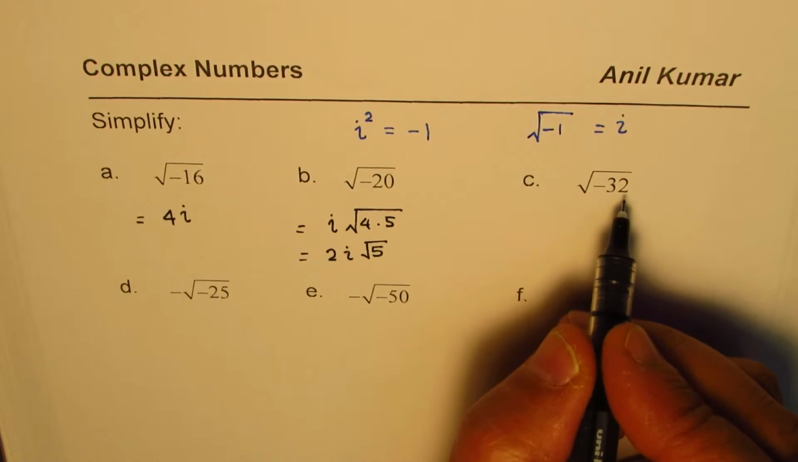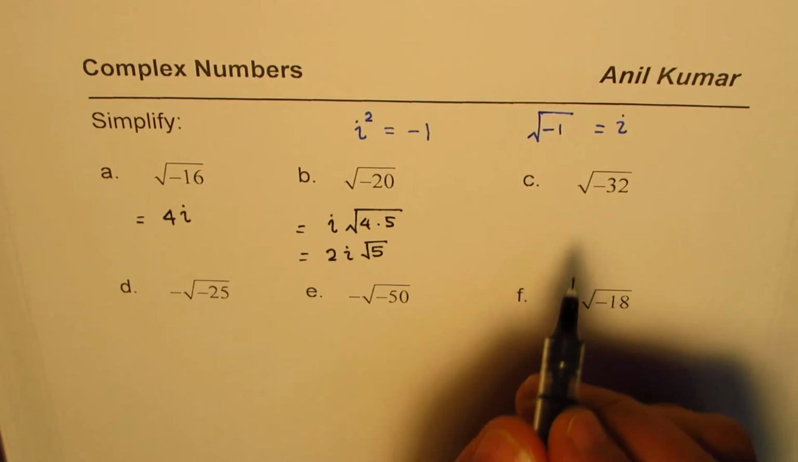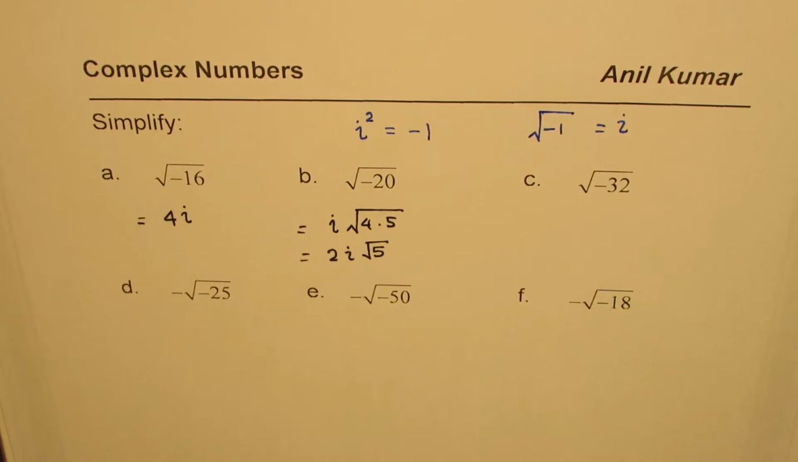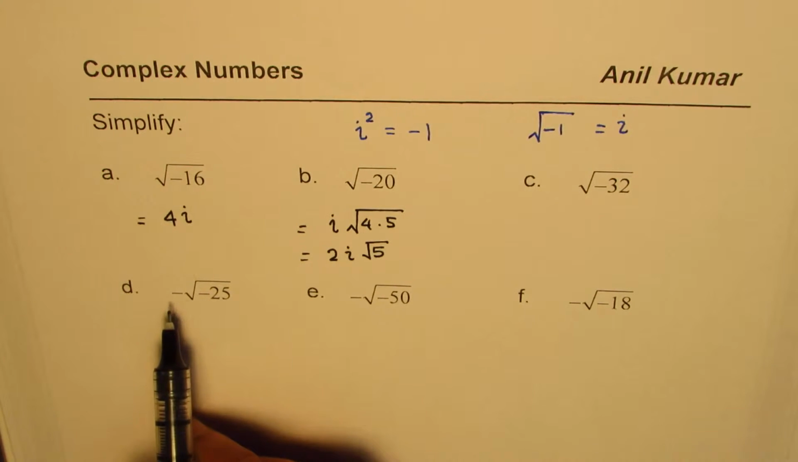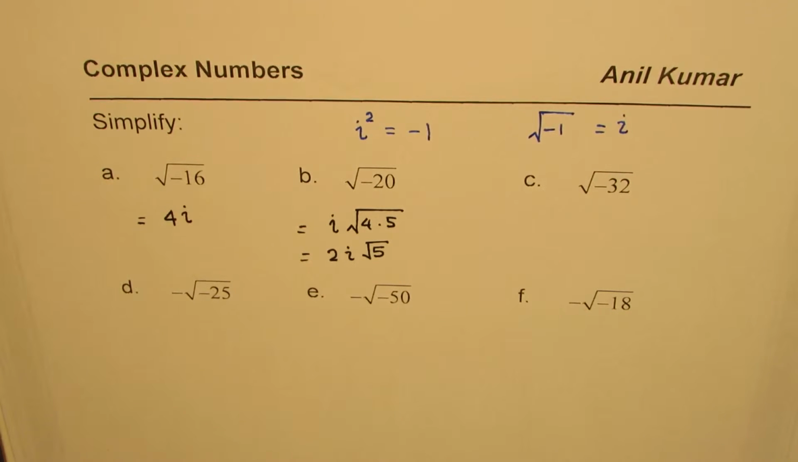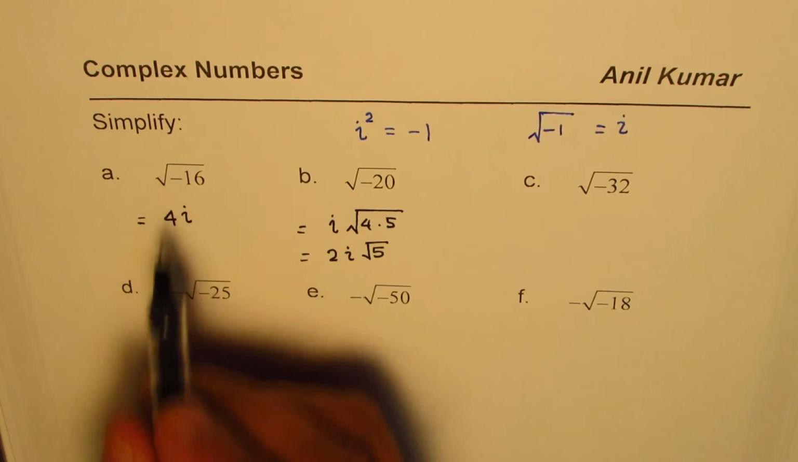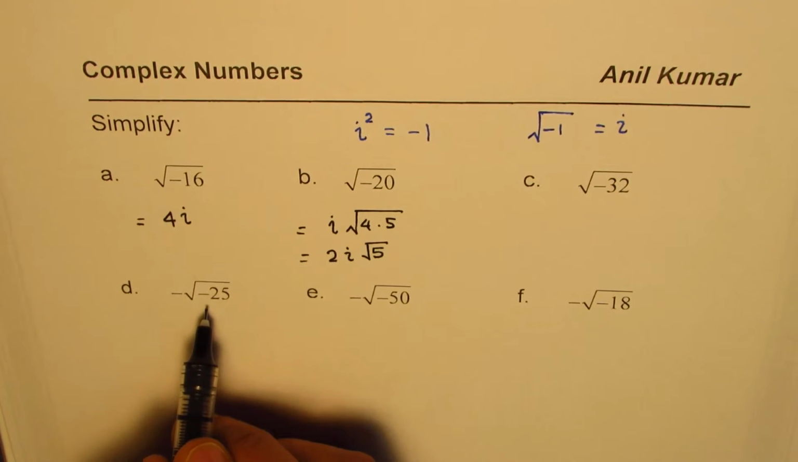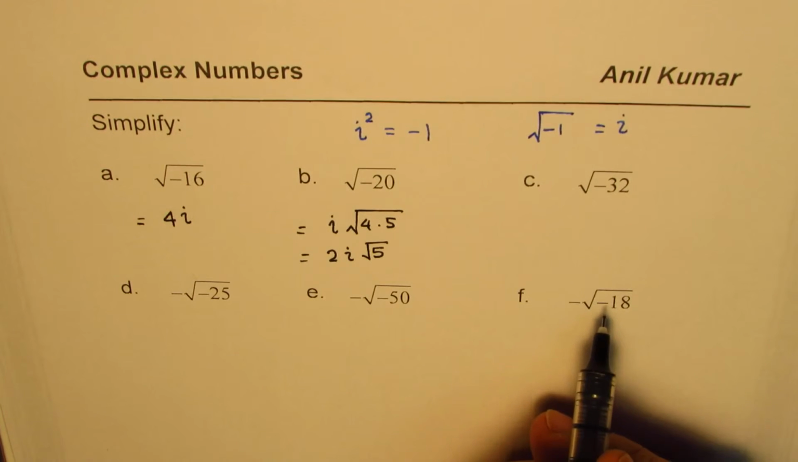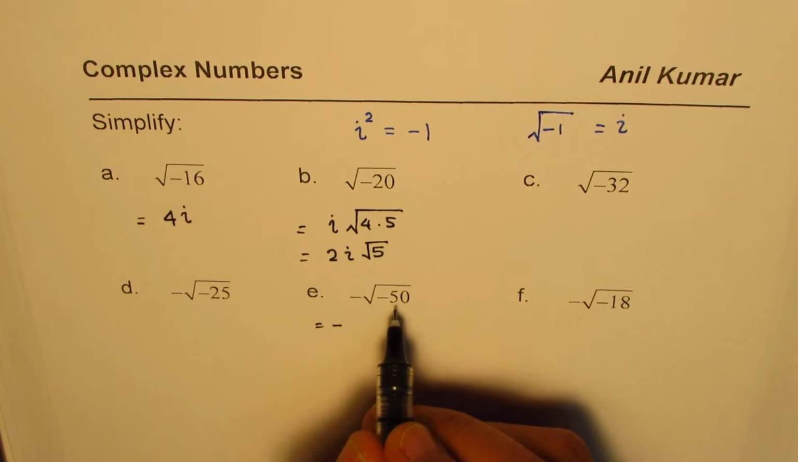Next one, -32, is for you to practice. It's kind of similar to this, okay? Then we have 3 more where we'll find negative of square root of a negative number. First one is very similar to what we did earlier, but with a negative. I'll leave this for you to practice and continue with the other two. Negative, and then square root of -50.